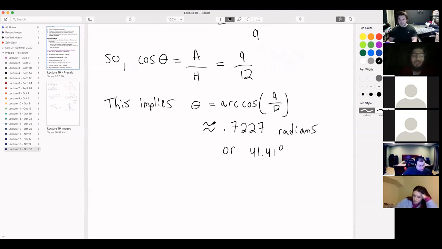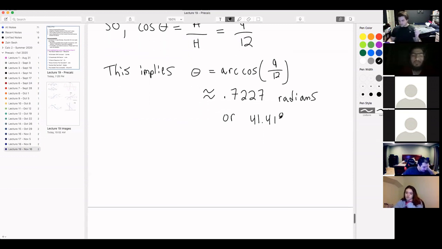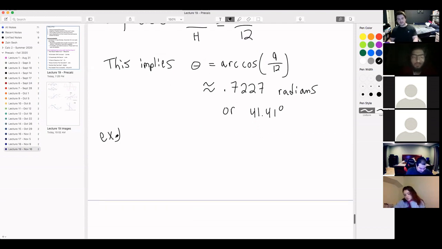Okay, and you can definitely use a calculator for this because 9/12 is not one of our nice values. So that's really all you have to do for this. Let's do another one in the spirit of this question.